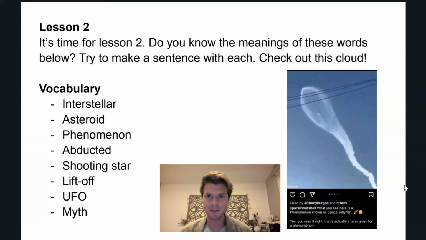It's time for the next part of the Unit 1 package for Reading Explorer Foundations. Do you know the meanings of these words below? Try to make a sentence with each.